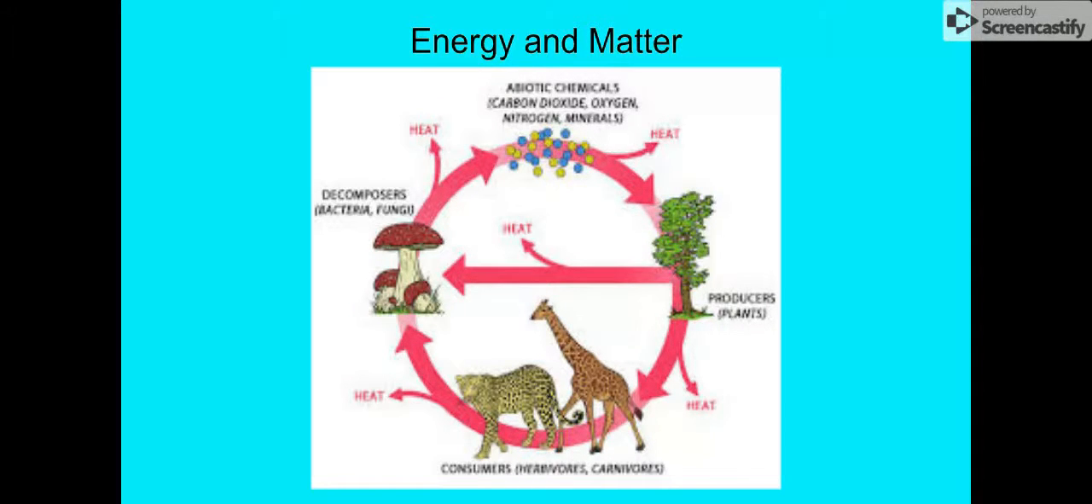Energy flows through an ecosystem, and that is shown in the picture. Producers, the plants, convert energy from sunlight to chemical energy. These consumers gain that chemical energy, but they only get 10% of it, because the 90% that they don't gain is lost as heat in the environment. The chemicals up at the top cycle between organisms and the environment all the time.